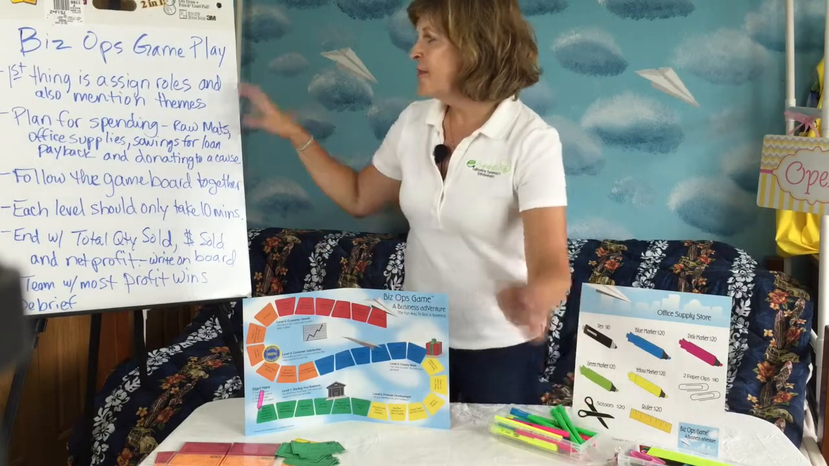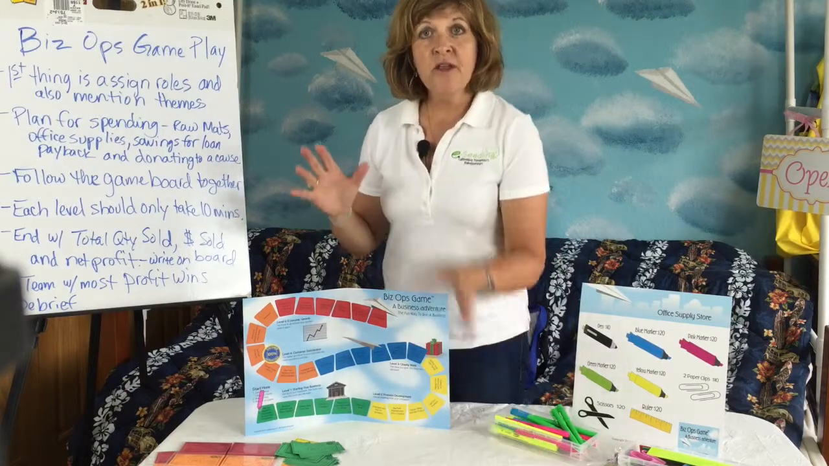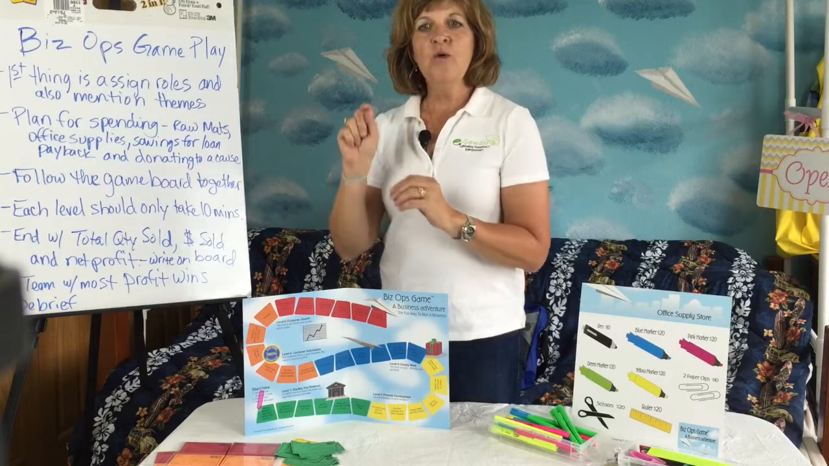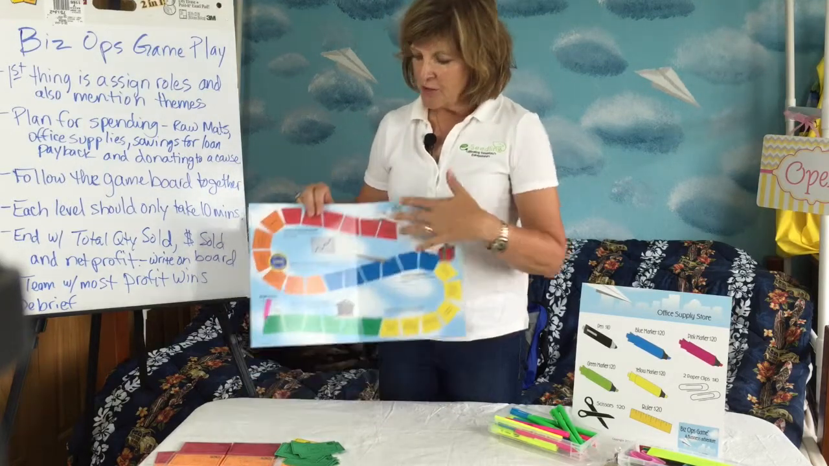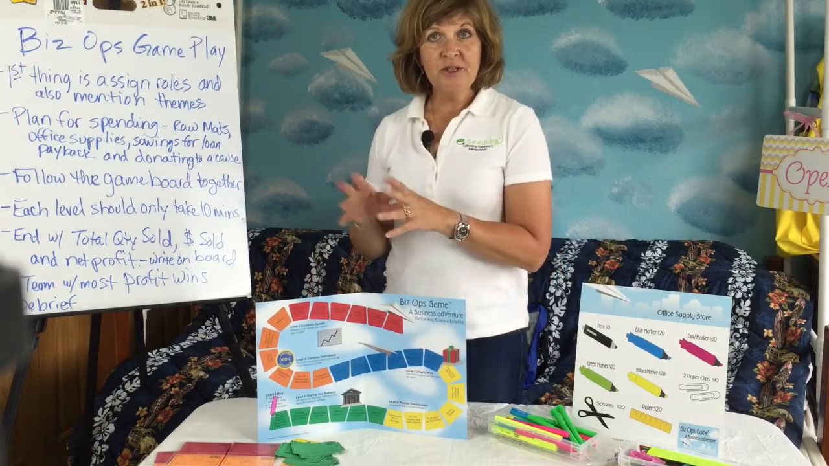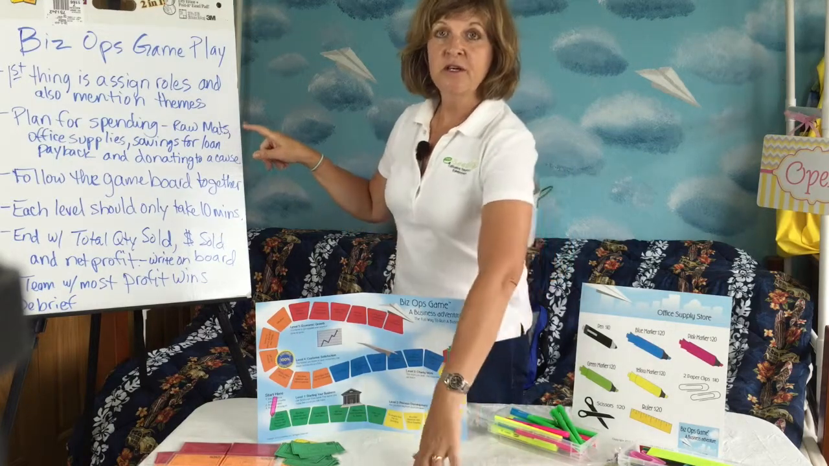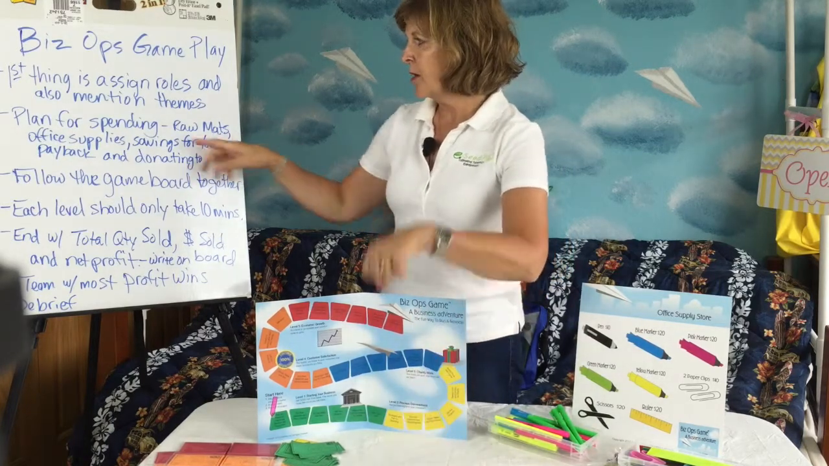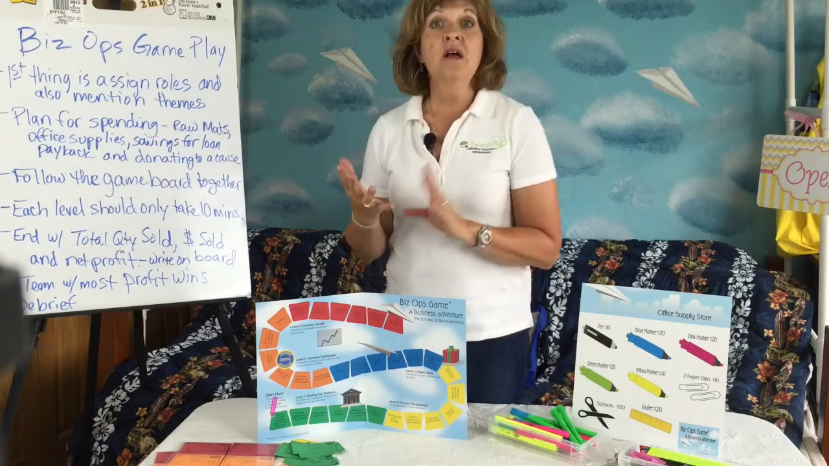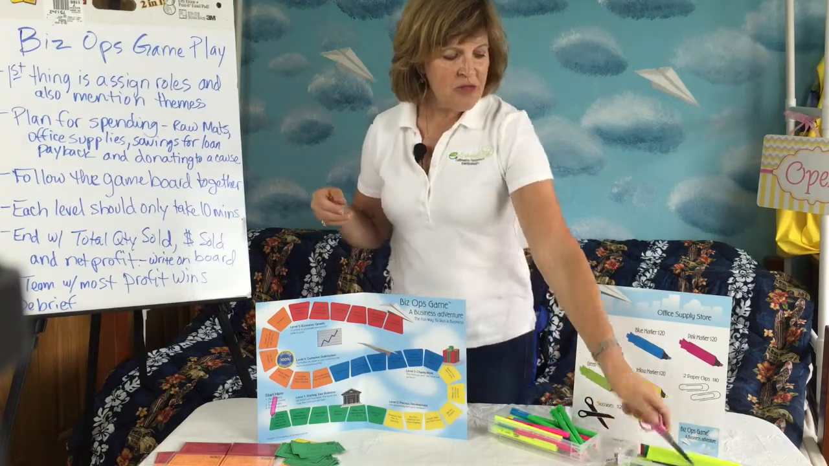Then after they've done that, the next thing they're going to do is plan for spending. They have a financial sheet, and the top of the financial sheet is all budget. Each level of the game, and there are 5 levels to the game, they will plan and budget their money. What they're planning for is their raw materials, which is the blank pieces of paper to make their paper airplanes, and the office supplies, which they might use for decorating their airplanes based on the themes. There's also scissors.